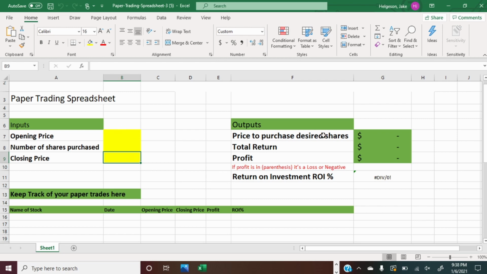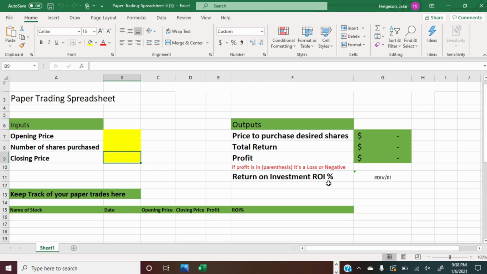Price to purchase desired shares. That's going to be the cost of purchasing how many shares you want to buy. If you bought 100 shares, how much would it cost to buy 100, 1,000, 10,000, or whatever else there? Total return is going to be the return you get back. So here's your cost, and this is your total return. Now you have profit. Profit is your total return minus the price of your cost, basically. And then you have return on investment. Return on investment is what the percentage of your return is.